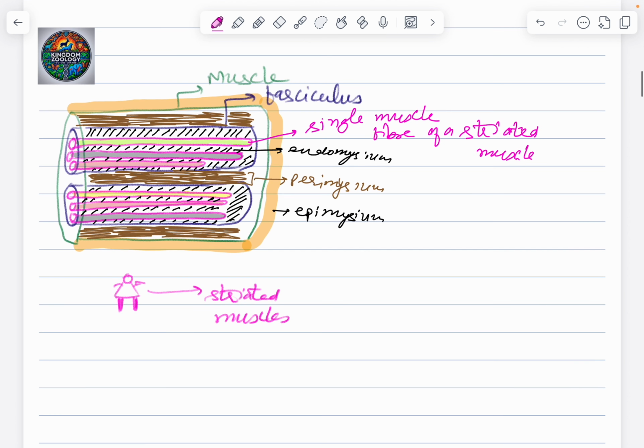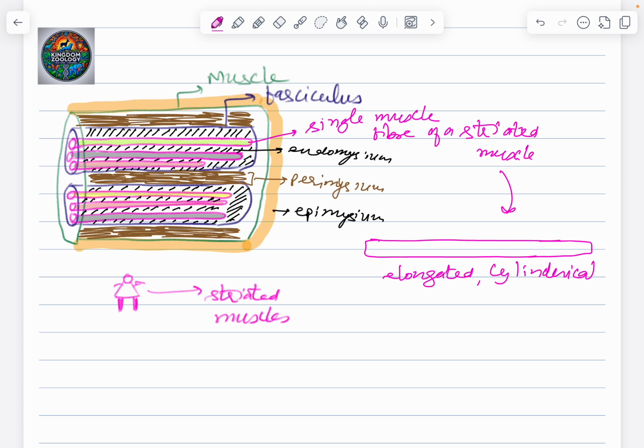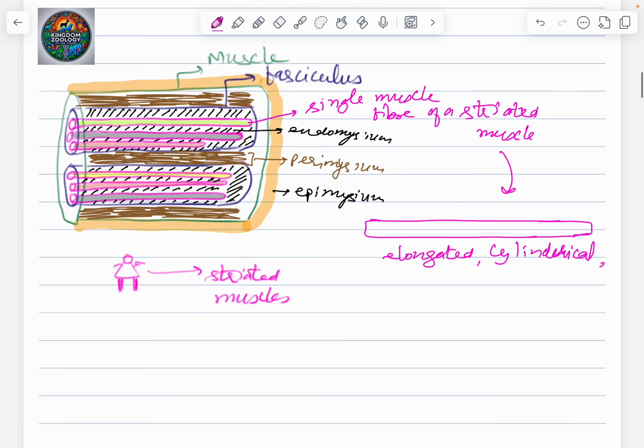So if I look at the properties of a single individual muscle fiber of a striated muscle, I can see that it is elongated in shape, cylindrical, as you can see from the shape, plus there's one more important property about the striated muscle fiber. It is syncytial, which effectively means multinucleated.